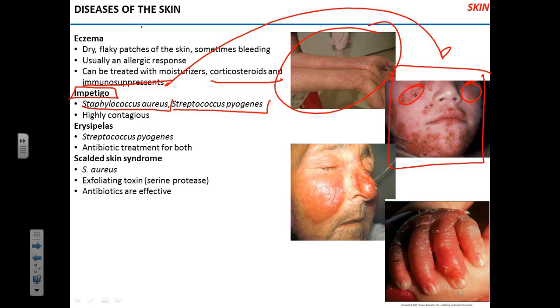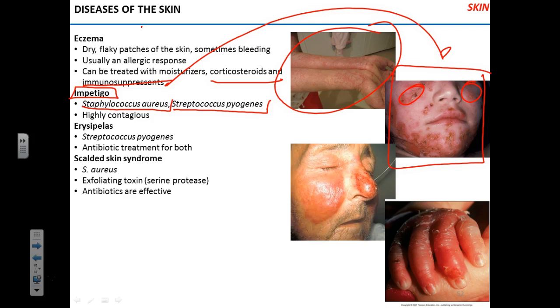Impetigo is highly contagious by contact. It usually affects children at the age of 7, 8, 9, when they start playing contact sports. If you have one child with impetigo on the football team, the entire football team is going to have this disease. I can vouch for that. I've seen that. The entire football team had it over the span of 2 months.